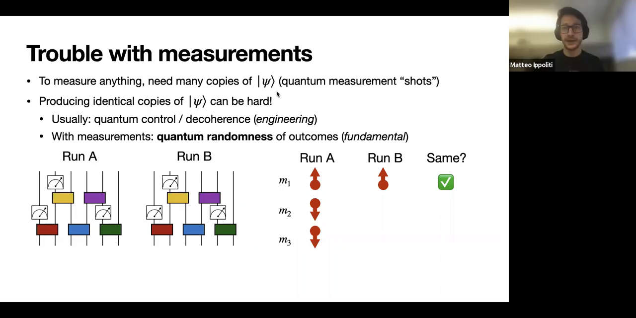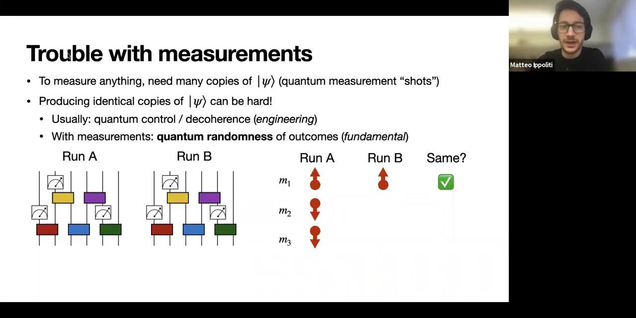So that involves preparing the same wave function many times over, which can be technically complicated in general because of, again, quantum control and decoherence, but those are more engineering challenges that we're hopefully getting better at and one day we'll overcome. But with measurements, it's really more of a fundamental issue. Because of the randomness that's intrinsic in measurement outcomes, it's really impossible for you to deterministically have the same realization of the circuit many times, right?